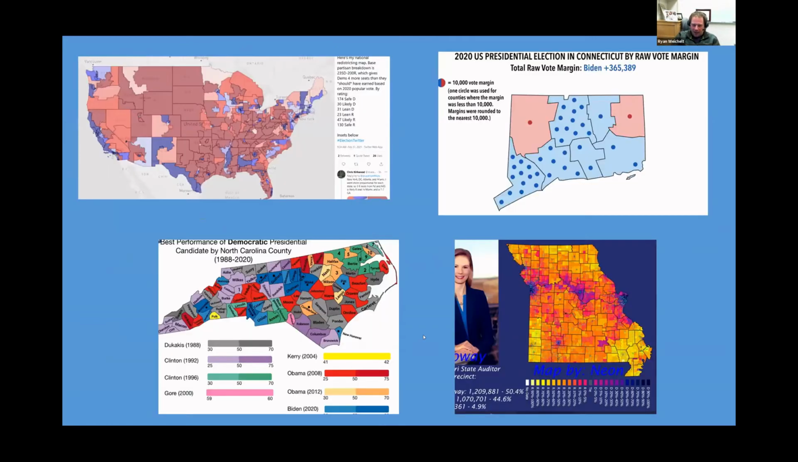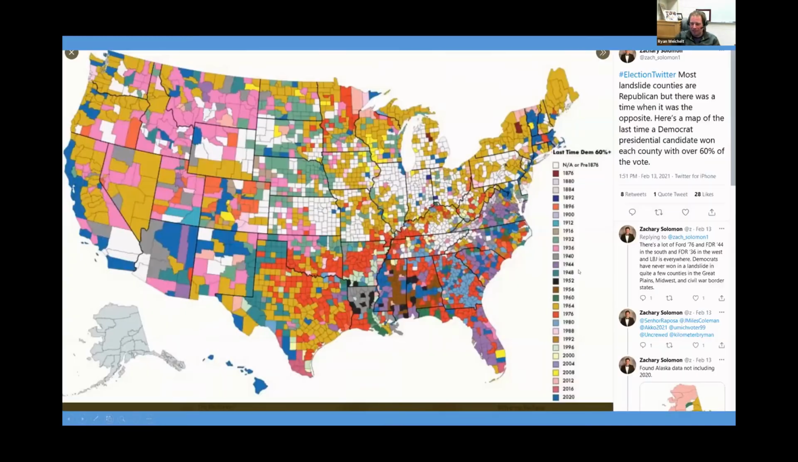Now, I stumbled across this thing on Twitter called Election Twitter. It's very young people generally. I'm old at this point. They love making these maps. I'm not saying the maps are all good, but needless to say, people are interested, and the more people doing geography, the more they're interested in geography, I'm all about it. They're mapping everything. It's incredible, the stuff that people are trying to map. This next map is really fascinating: these are the last times a Democrat won a county with over 60% of the vote. They have time on their hands.